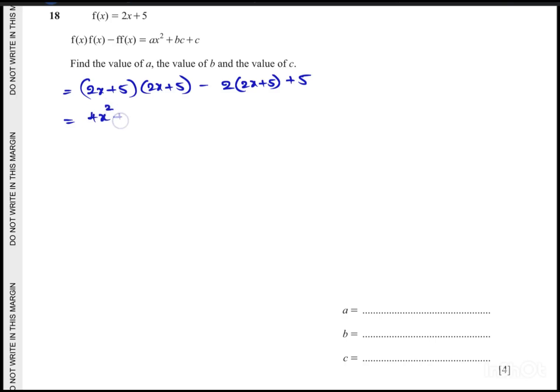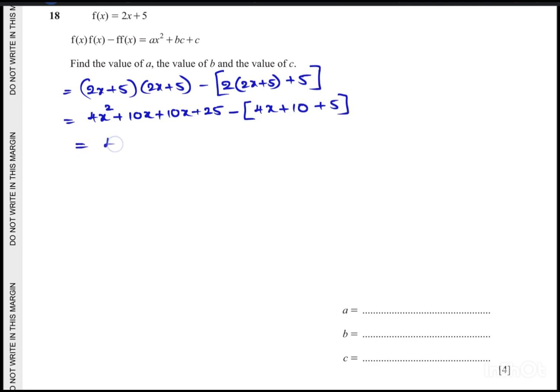2x into 5 is 10x. Then 5 into 2x is 10x. 5 into 5 is 25. Minus, because it is minus, let us put everything in bracket. Here also I'll put a bracket. 2 2s are 4, 4x. 2 into 5, 10. Then plus 5.